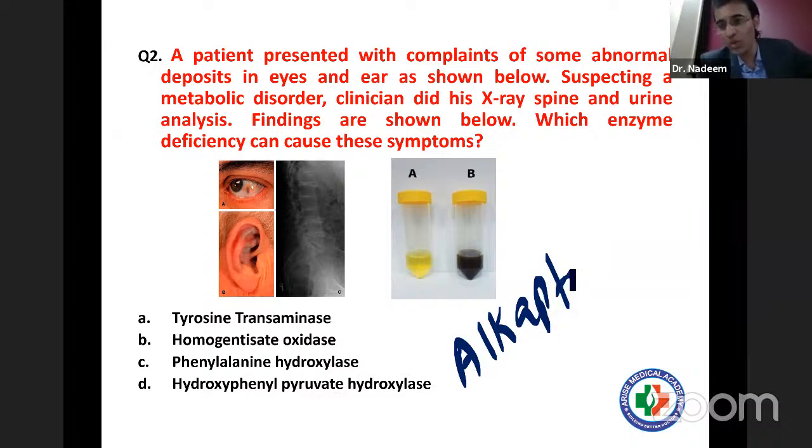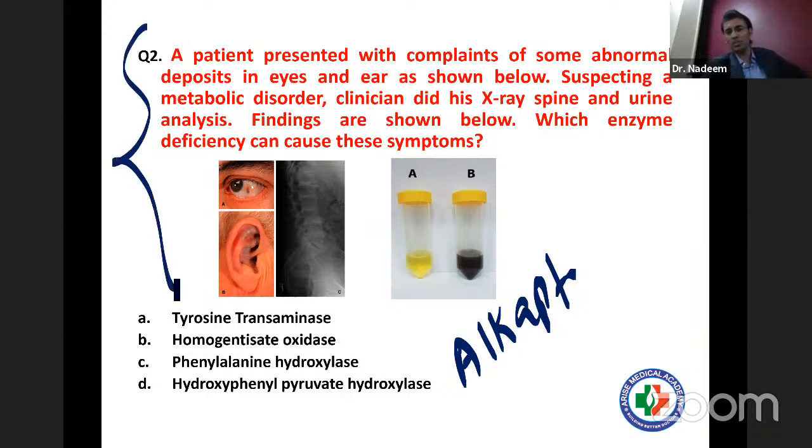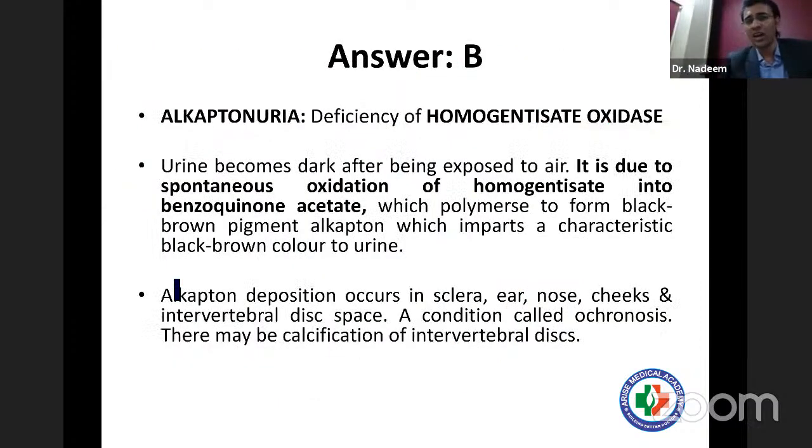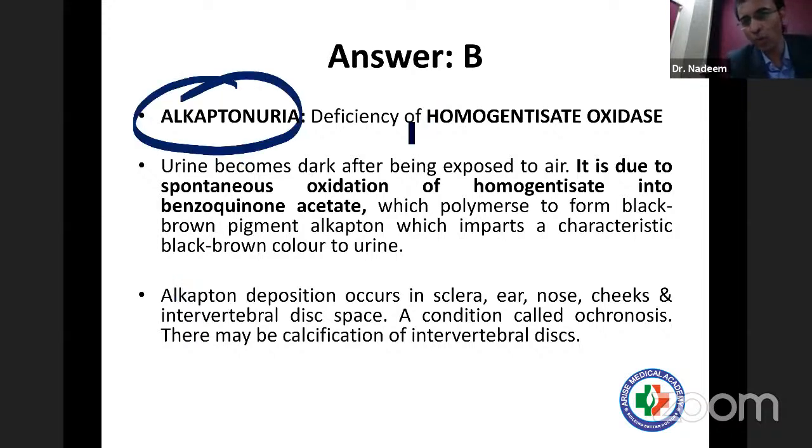Then do you remember the enzyme deficiency which is causing alkaptonuria? Now, this is the question of biochemistry. This is a completely clinical question related to your lab investigations, but finally you have to answer the biochemistry question here. Do you remember this one? Very easy question. Homogentisate oxidase. Please understand that alkaptonuria is due to deficiency of homogentisate oxidase.